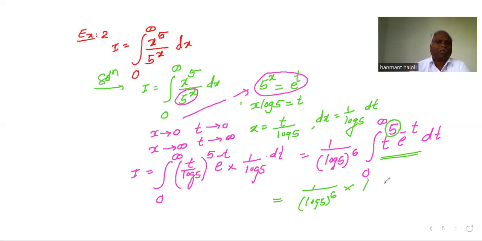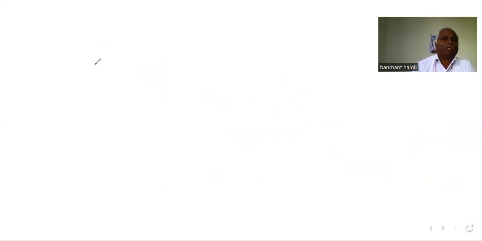This is gamma of 5 plus 1, which means gamma of 6. Gamma of 6 is nothing but 5 factorial. So you can write this as 5 factorial upon log 5 raised to 6. This is your required integral for the given function. Like that you can solve any integral by using this important substitution method. These three you have to keep in mind.